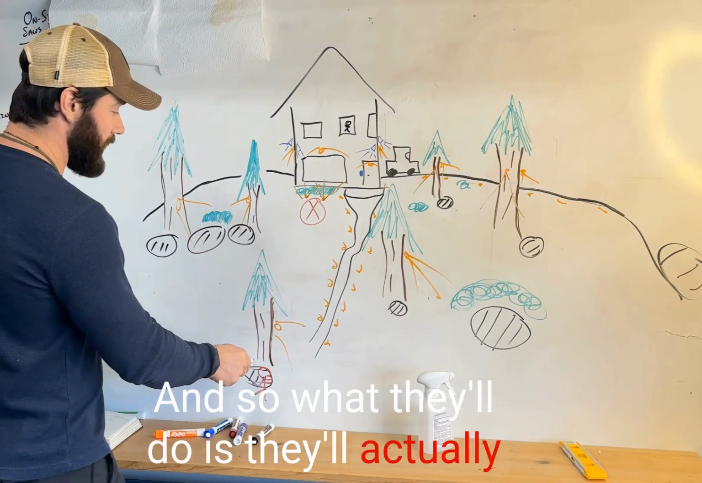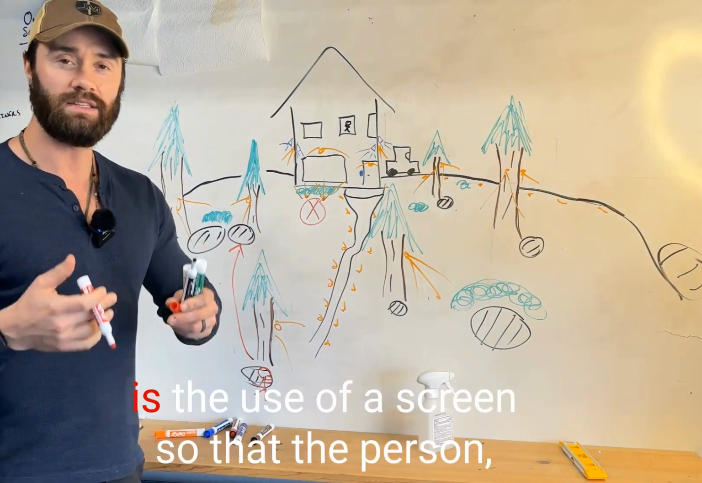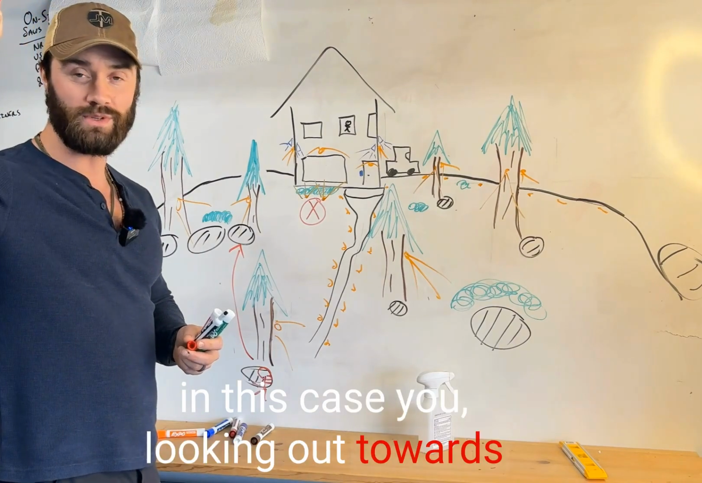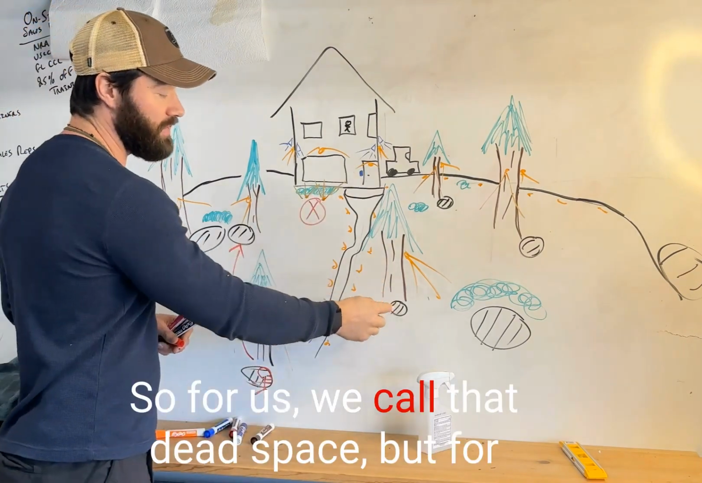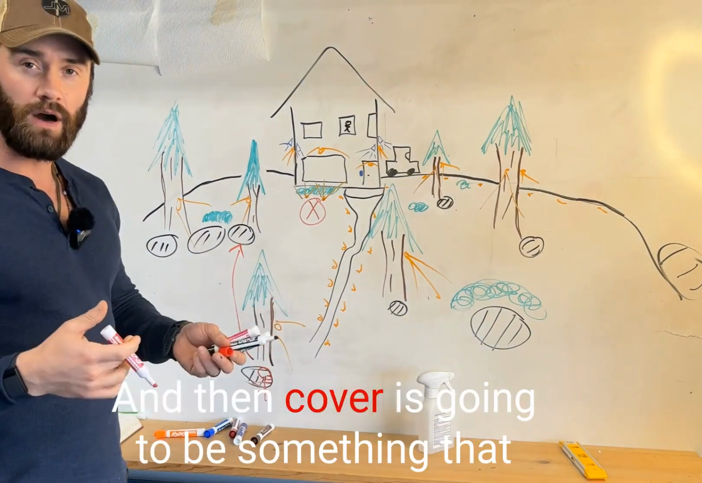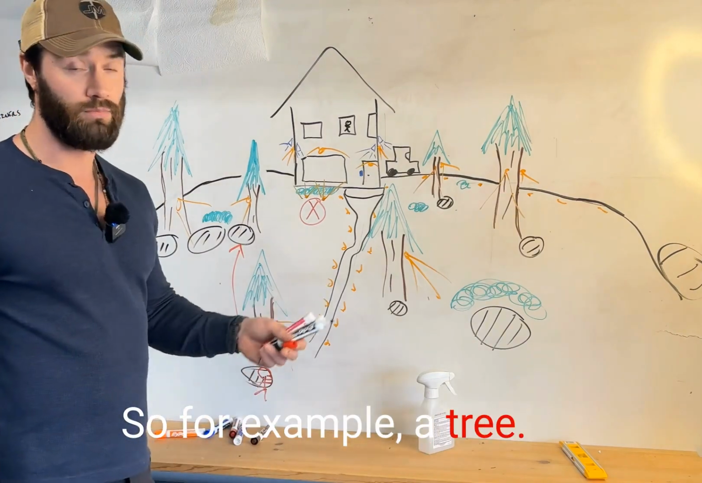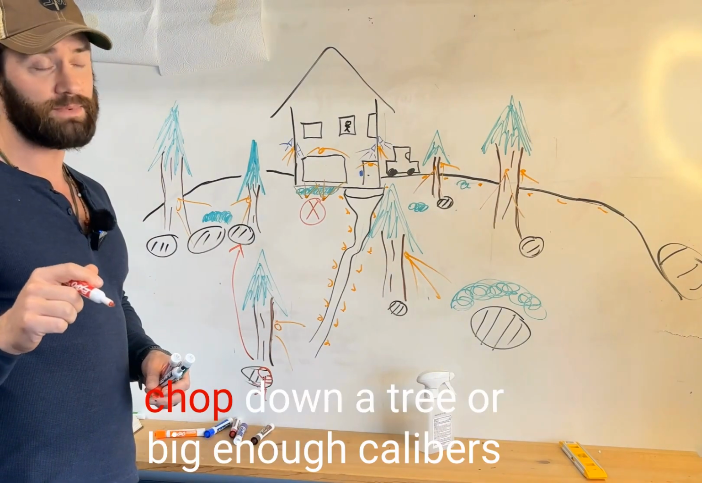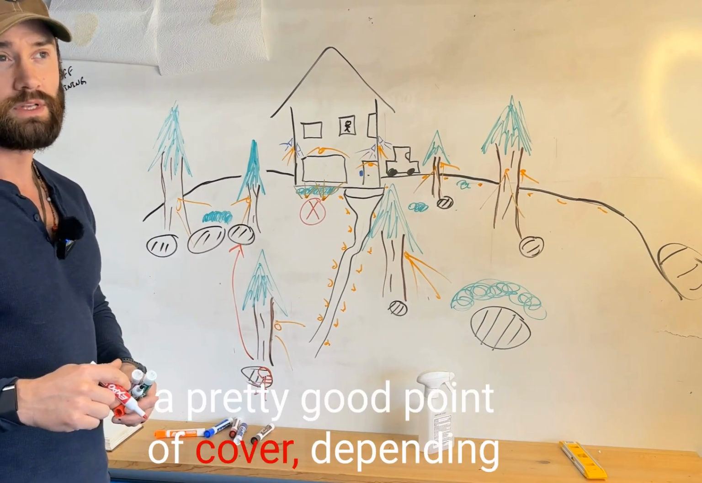And so what they'll do is they'll actually move from one position of cover and concealment, because concealment is the use of a screen so that the person, in this case you, looking out towards them, the criminal, cannot be seen. So that's a position of concealment. So for us, we call that dead space, but for the criminal or the person making the approach, they call that concealment. And then cover is going to be something that bullets cannot easily or readily pass through. So for example, a tree. Trees are big and thick. And bullets, although they can eventually chop down a tree or big enough calibers can go through them, initially it's a pretty good point of cover, depending how big the tree is.